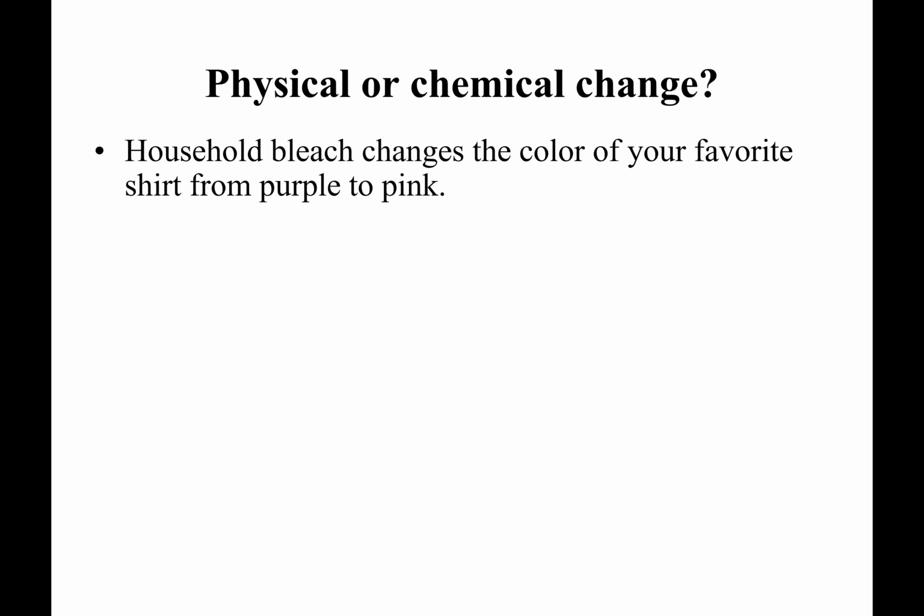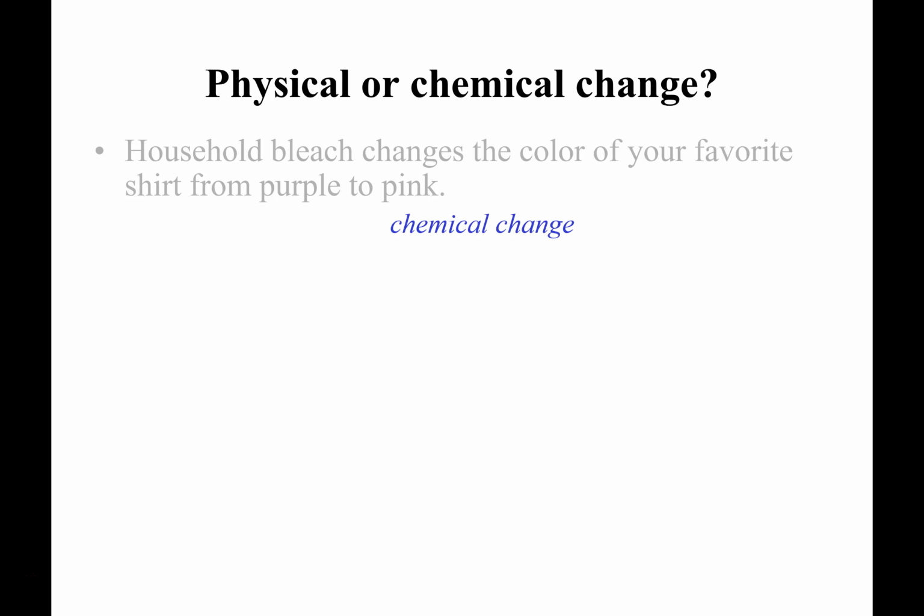So, for instance, can it be undone? And this is a little bit of a tricky example, but if you accidentally bleach your favorite shirt and it changes colors, you might be like, well, I'll go out and get a Rit dye and try to get it the same color again. Well, you can do that, but it was transformed when it hit the bleach. So that's an example of a chemical change.